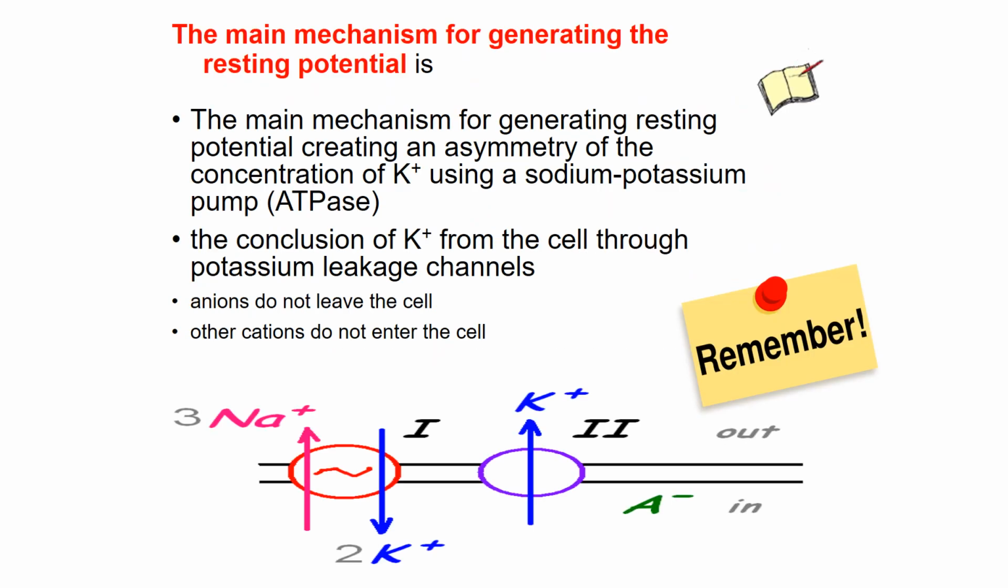The main mechanism for generating resting potential is creating an asymmetry of the concentration of K using a sodium-potassium pump, ATP, 25% RMP. The conclusion of K and from the cell through potassium leakage channels. Anions do not leave the cell. Other cations do not enter the cell.